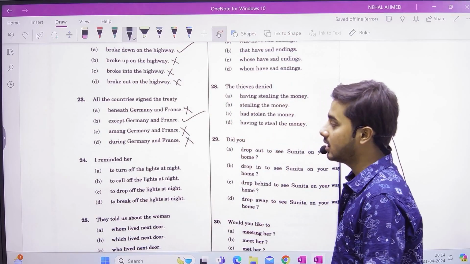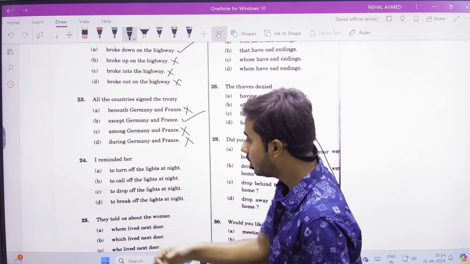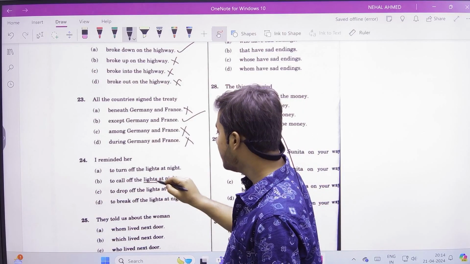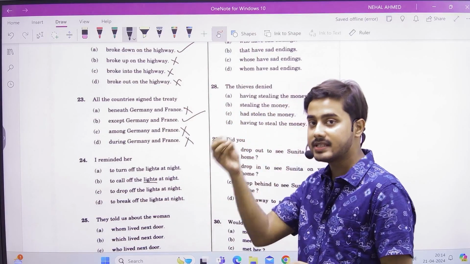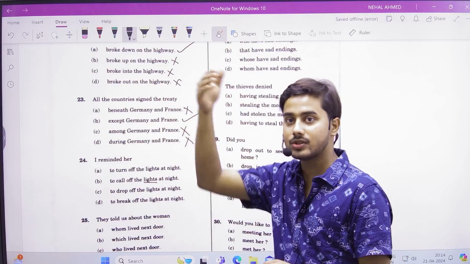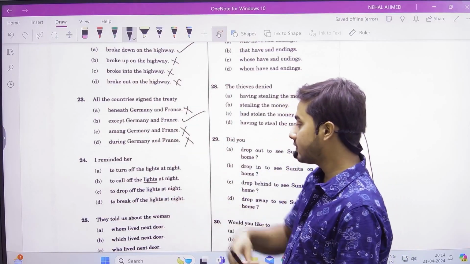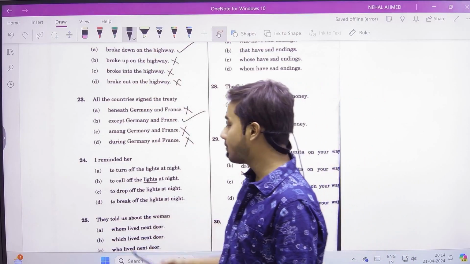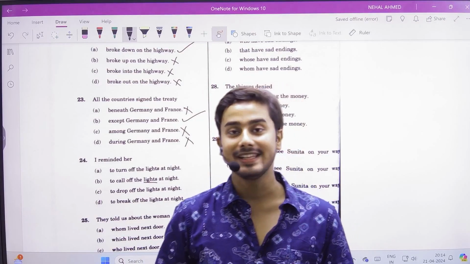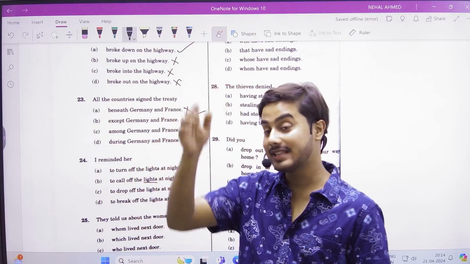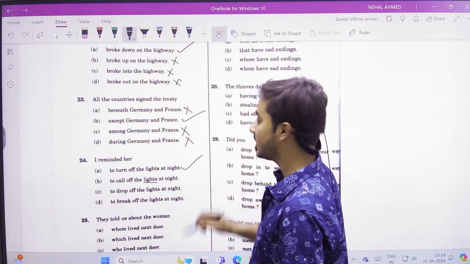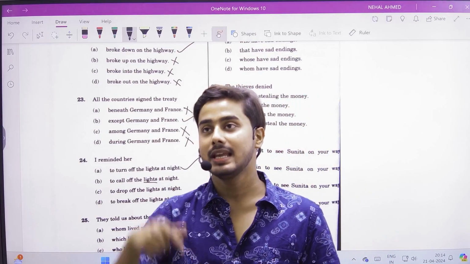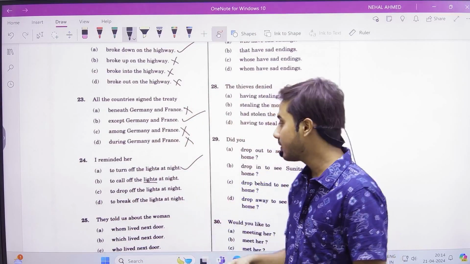I reminded her to turn off the lights, to call off the lights. So lights cannot be called off, right? Because lights are material nouns and they do not have the ability to hear someone out. So we cannot call them off. To drop off, so no one can suggest or ask someone to drop off a light. And to break off, so definitely the speaker was not insane enough to ask someone to break the lights off. So the right option is to turn off, right? So whenever it comes down to electrical appliances being switched off, we can say please turn off the light or please turn off the fan, right?